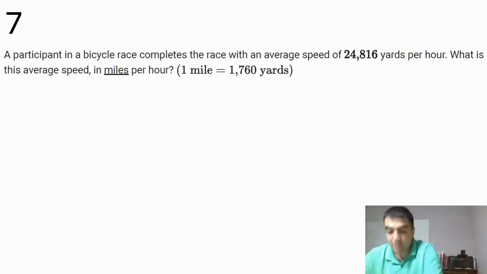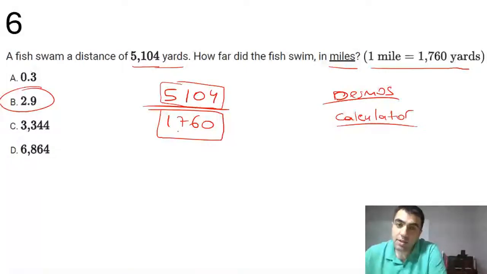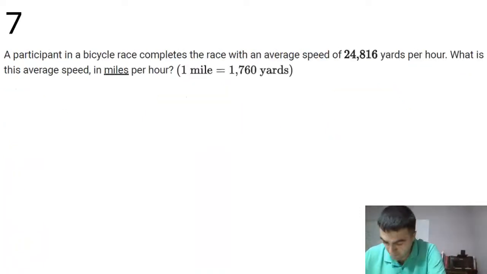Mr. Swan says it is A. No, the sixth question was B. Did you understand why it is B? If we divide 5,104 by 1,760, we get 2.9, okay? This is B. Okay, next question.